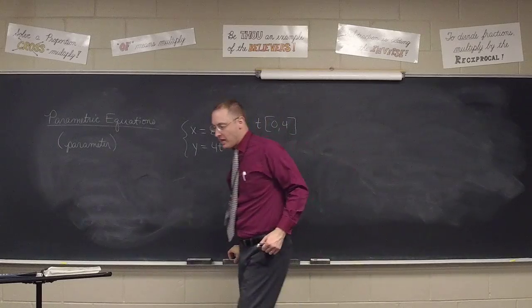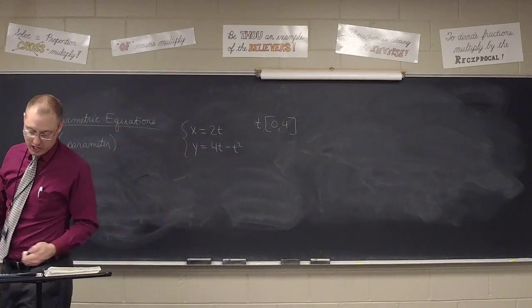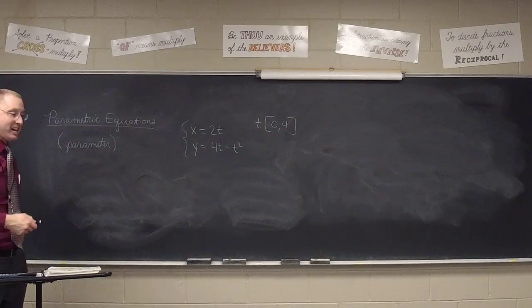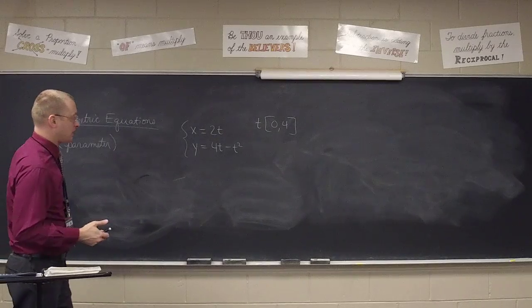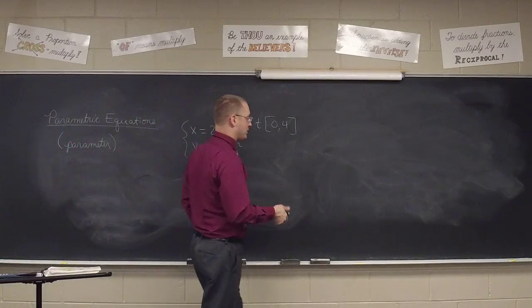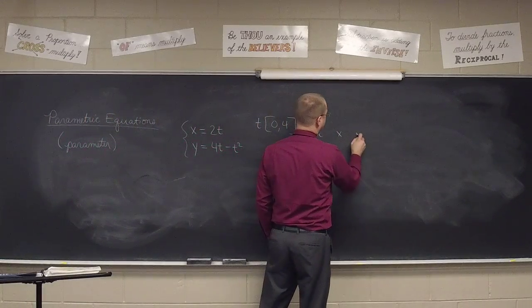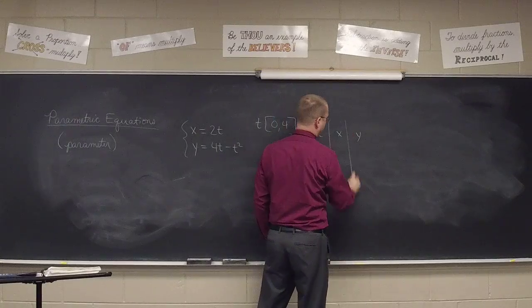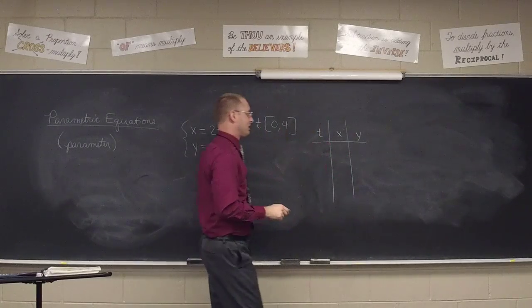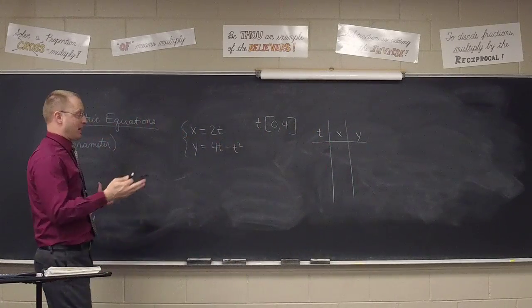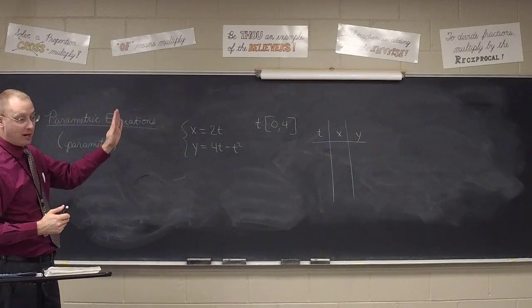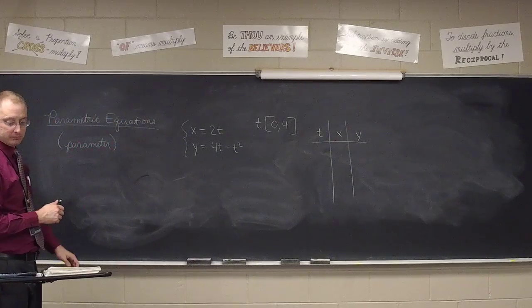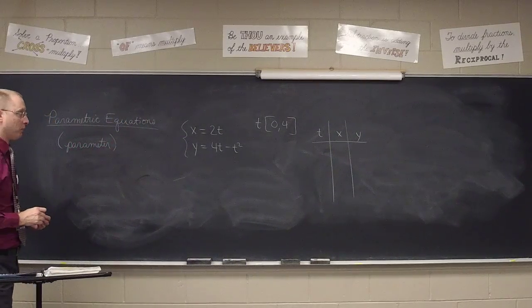So how then do we graph parametric equations? Well, step number one, you want to set up a TXY table. I use T because T, or time, is often a limiting factor, often a parameter. It's not the only parameter though, but we use whatever else. A TXY table is a table that uses the parameter and then X and Y. We'll set up a TXY table.